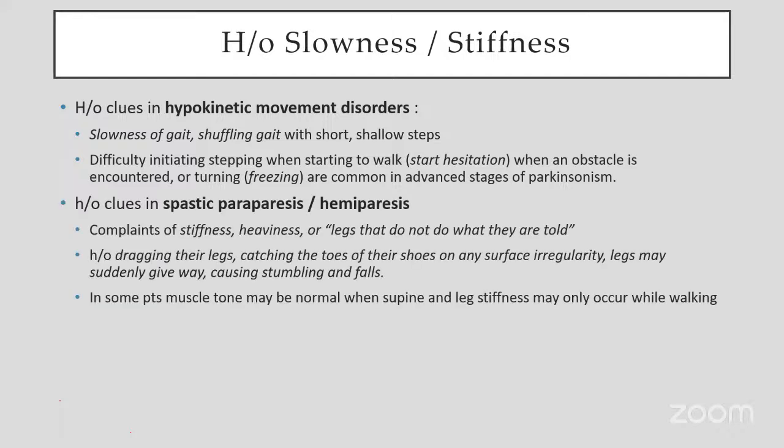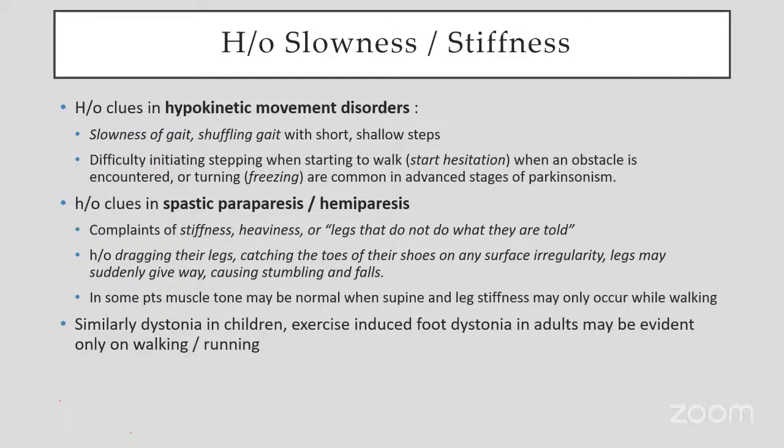History clues which favor spastic paraparesis or hemiparesis are complaints of stiffness or heaviness, or legs that do not do what they are told. History of dragging legs, catching of the toes of their shoes on surface irregularity. The leg may suddenly give way, causing stumbling and falls. In some patients, muscle tone may be normal when supine and leg stiffness may only occur while walking. Sometimes the stiffness can be brought out by asking the patient to walk faster.